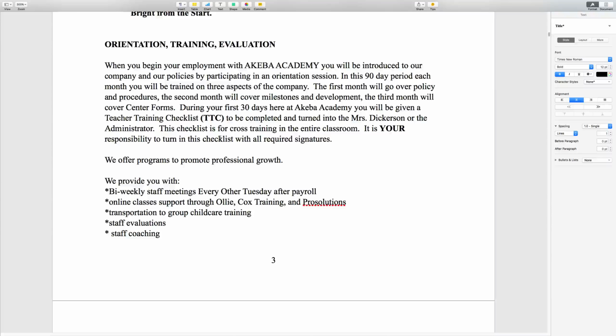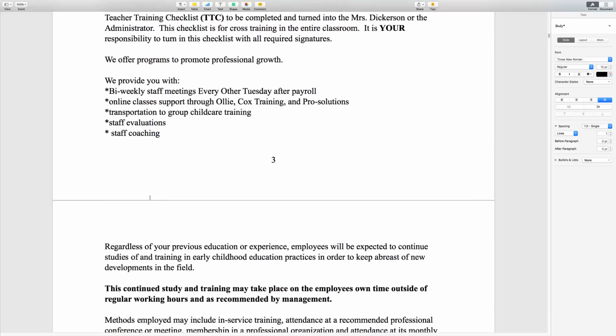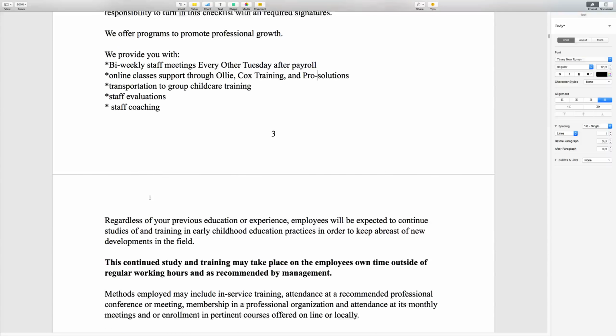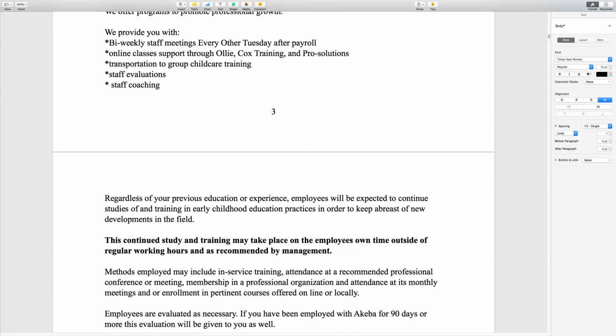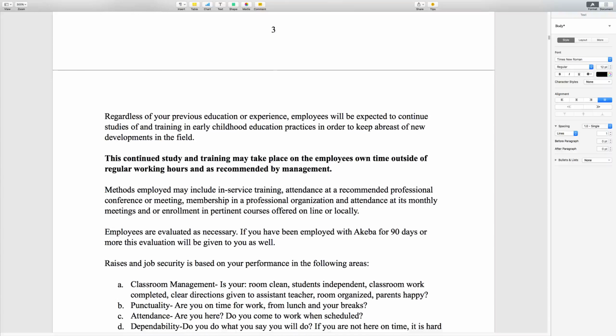They are to turn it into me, because when they get ready for their 90 days, they're going to want their raise. And so in order for them to get their raise, this training checklist has to be completed with the proper signatures. We also let them know what we provide to have them prepared for that end of the 90 days. Regardless of their previous experience or education, they are expected to continue their studies and training in early childhood.